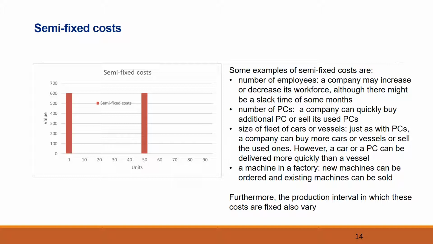Another example would be number of PCs. A company, you see, can quickly buy additional PCs or sell its used PCs. Also, size of fleet of cars or vessels. Just as with PCs, a company can buy more cars or vessels or sell the used ones. However, a car or a PC can be delivered more quickly than a vessel. And of course, a machine in a factory is the last example. New machines can be ordered and existing machines can be sold. Furthermore, the production interval in which these costs are fixed also vary.